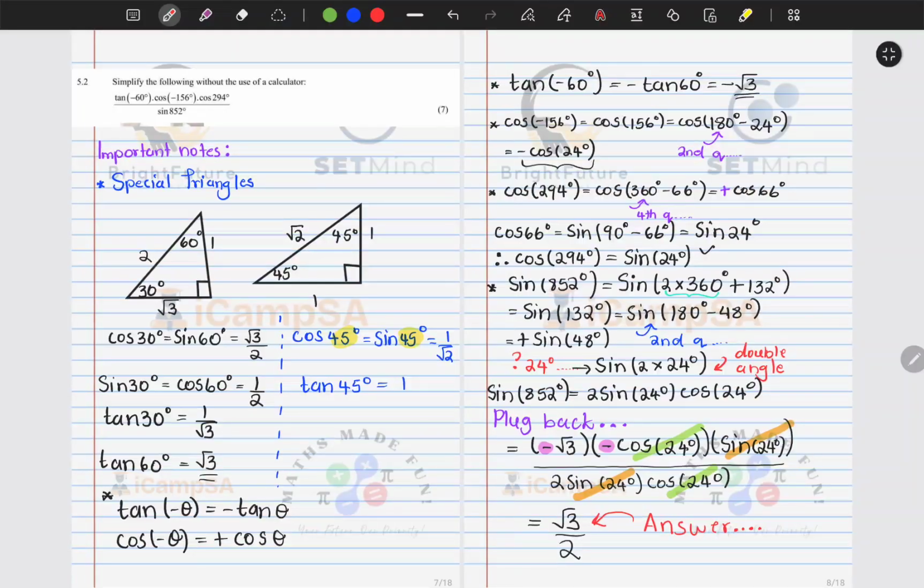Okay, so just make sure that, guys, you are very mindful of your steps. Remember your identities, your special triangles, your simplification, including your co-ratios and the rest. So let's go and have a look at the next part of this question 5.